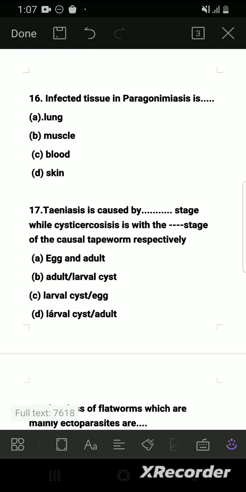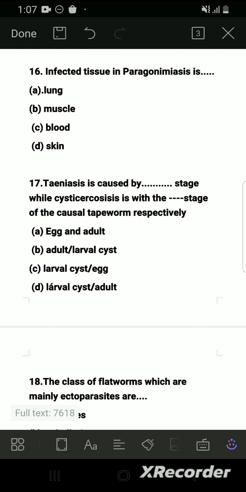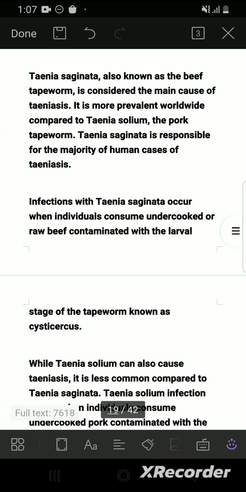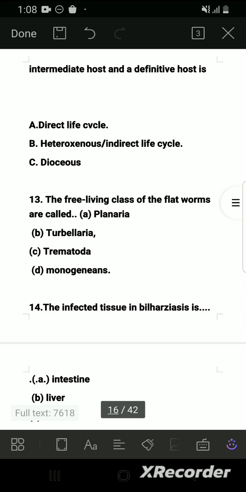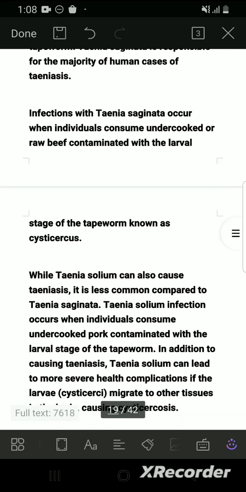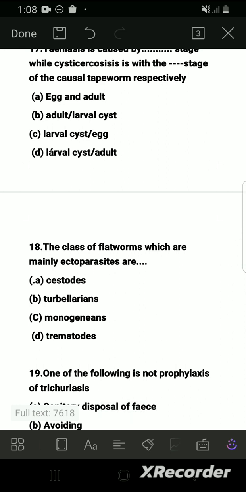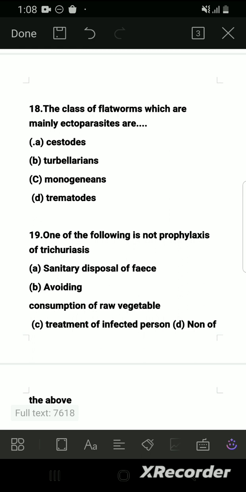Then for 17, we have: taeniasis is caused by that stage, while cysticercosis is with that stage of the causal tapeworm, respectively. So respectively, taeniasis is caused by the adult stage, while cysticercosis is caused by the larval stage. So note this. Then number 18, the class of flatworms which are mainly ectoparasites, like we said earlier in question number 13 about the monogeneans, that they are ectoparasites. So the question is actually repeating itself here. The class of flatworms which are mainly ectoparasites, the answer is monogenean parasites. They are ectoparasites.